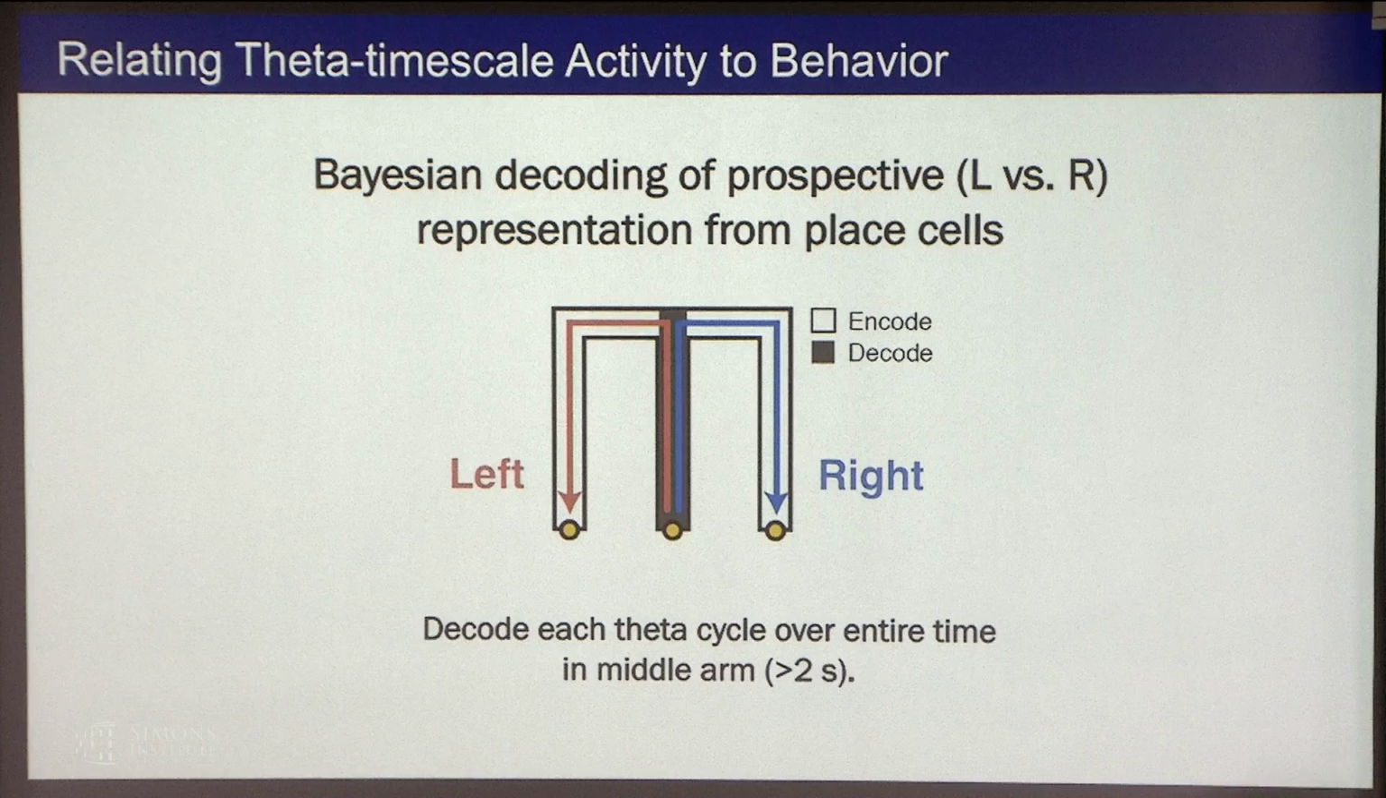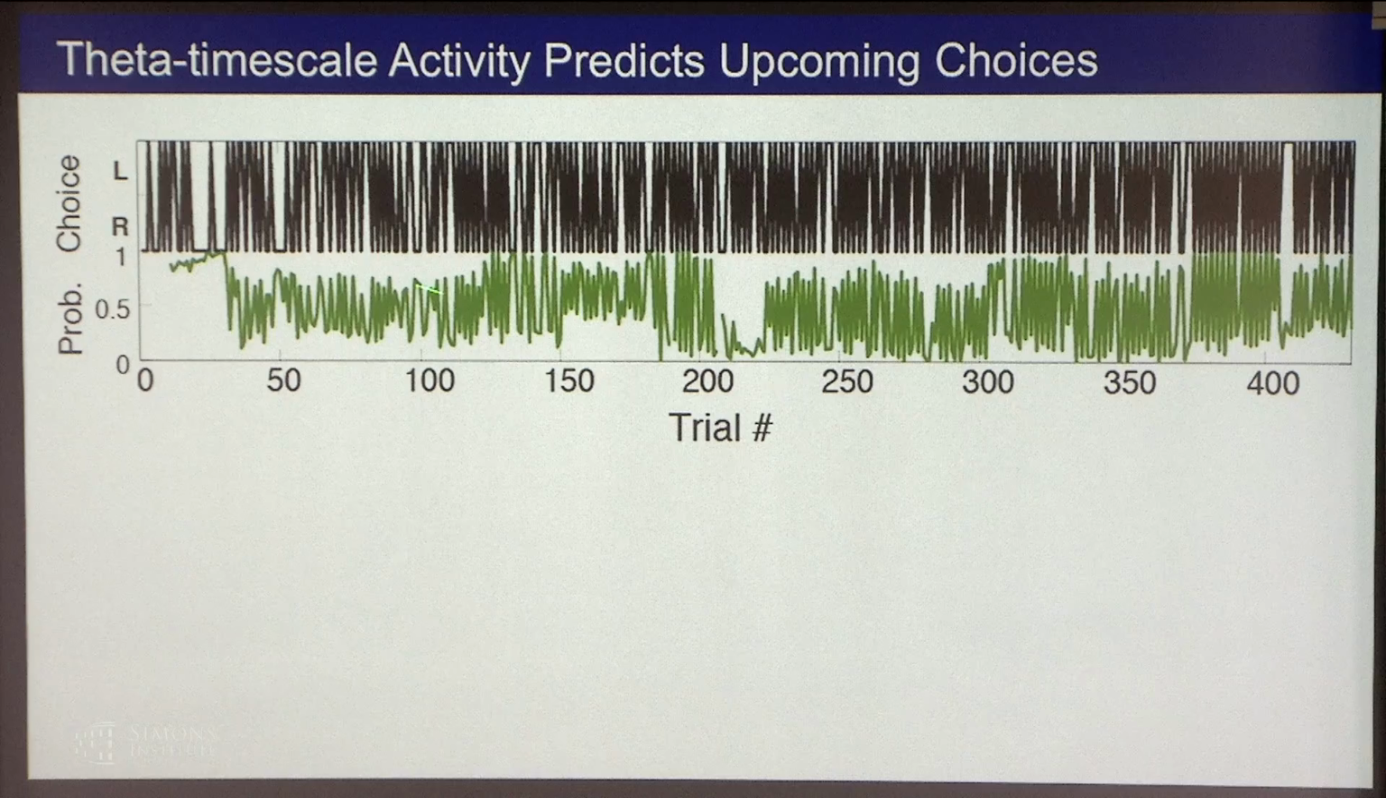And this is actually important because it makes it look like the theta cycle is the unit of consideration in this system. This is hard to see, and I apologize, but this is, say, 400 or 450 or so trials over a given day. This is the actual choice. This is the probability. All you can tell from this is they oscillate together.